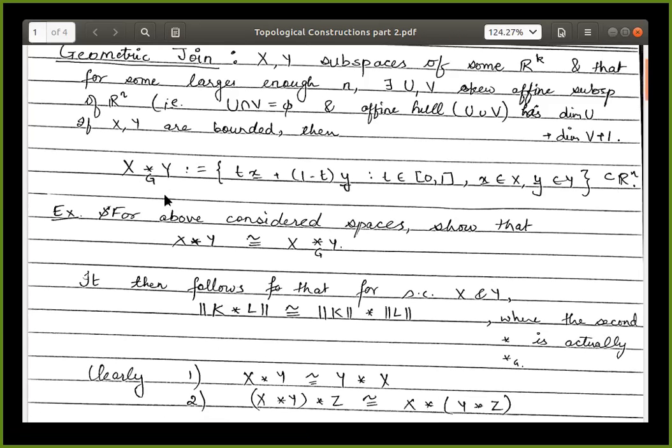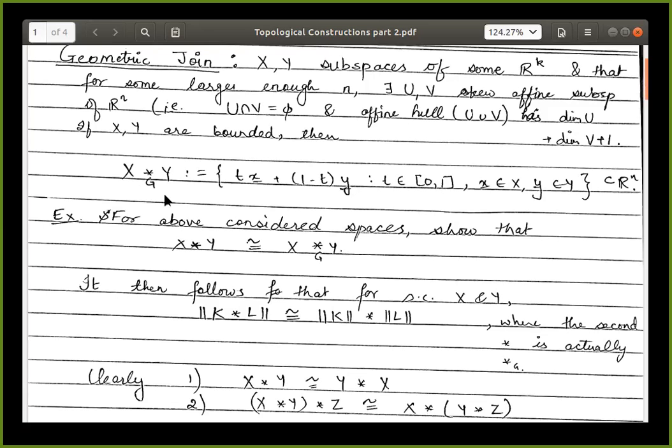You should check that if you have bounded spaces sitting inside some skew affine subspaces U and V of R^n, then their geometric join and their usual join, which we defined as X cross Y cross [0, 1], modded out with X identified to a point at 0 and Y identified to a point at 1, give you homeomorphic spaces.